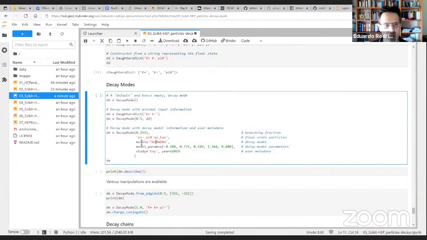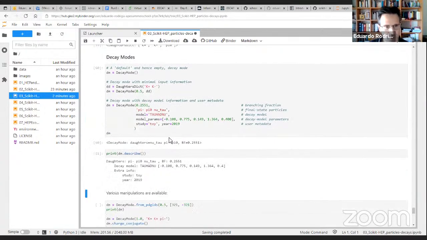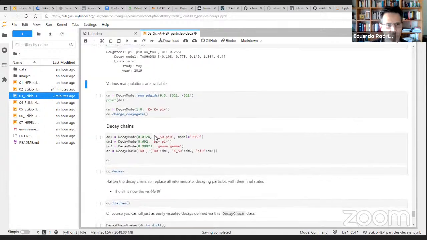And then I say I have my model, which is called an EVT-gen model, tau had new. There are a few parameters that I have to specify, and I can even specify some metadata, say, this is for a toy I'm doing with some data sample from 2019, something like that. So off I go, it's all there. And I can go and describe things. This is just a different way, just as a practical describe, you also have describe for the decay chain. It tells you what you have defined.